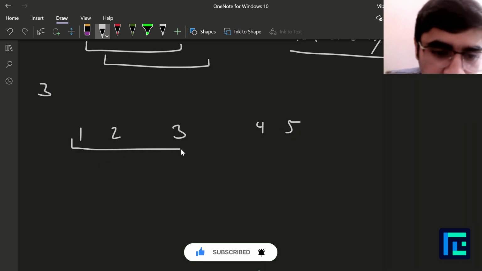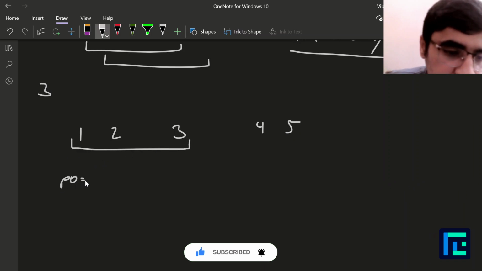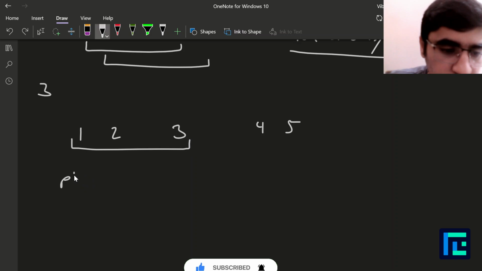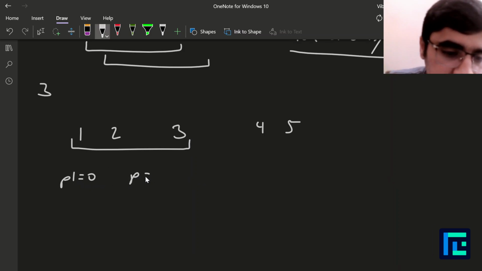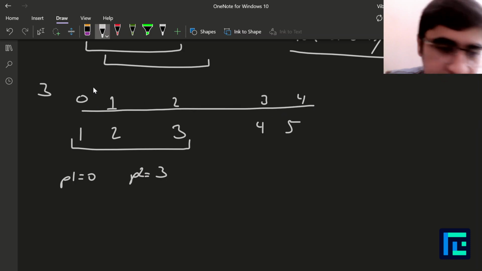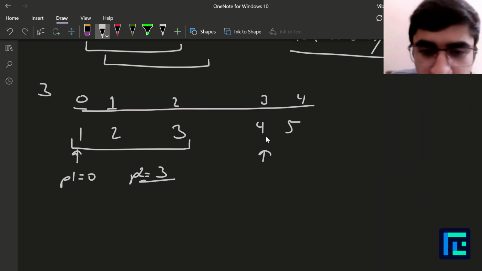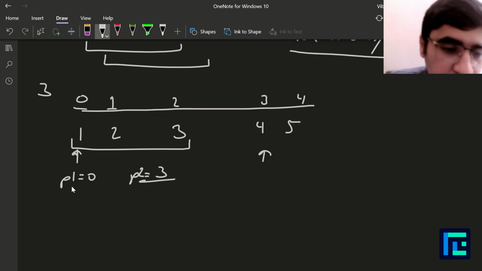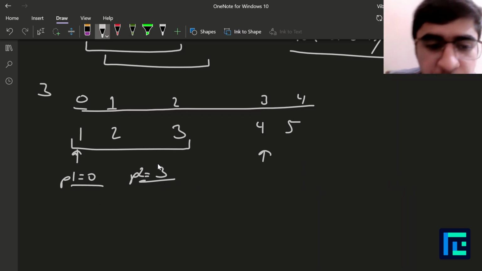So initially I took the sum of the first three values. My P1 is 0, and my P2 I've taken as 3. The indices are 0, 1, 2, 3, 4, zero-based indexing. So what I have to do is remove this value and add this value, right? My P2 represents the value I have to add while moving the window, and P1 represents the value I need to subtract while moving the window.